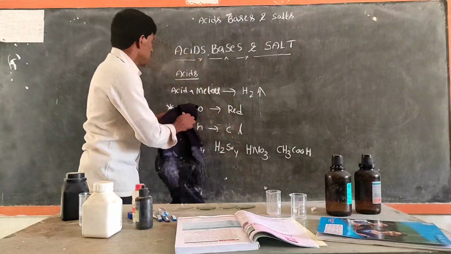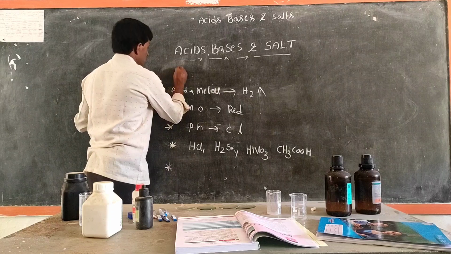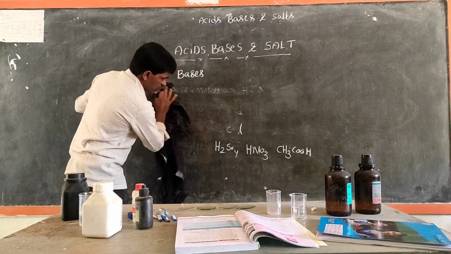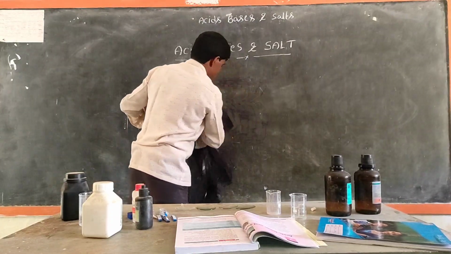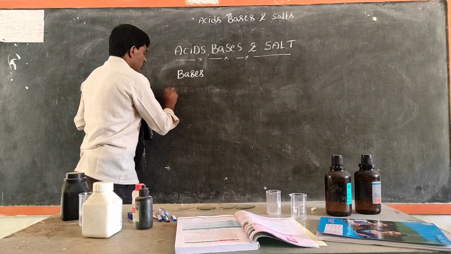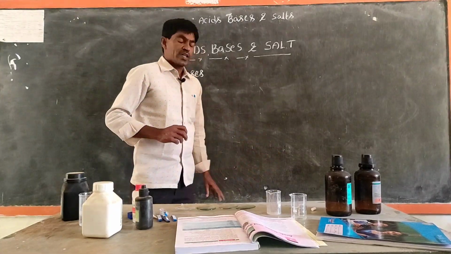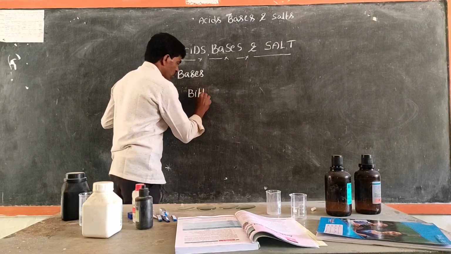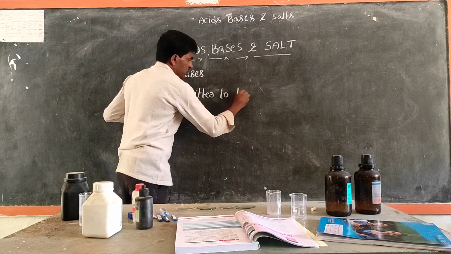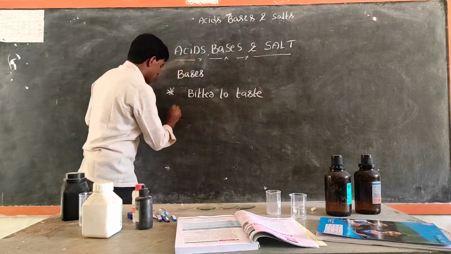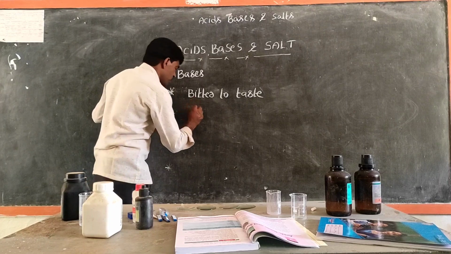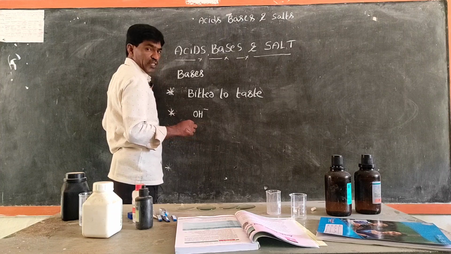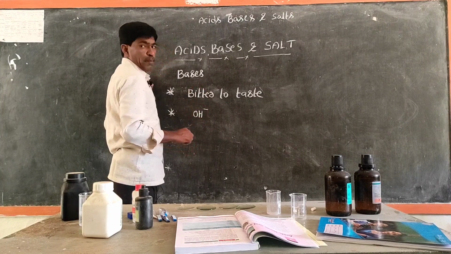Next, let us go to bases. So we can find out which one is acid and which one is base. A base is bitter to taste. Second, it contains OH minus ions. Metal hydroxides contain OH minus ions, those are the bases.